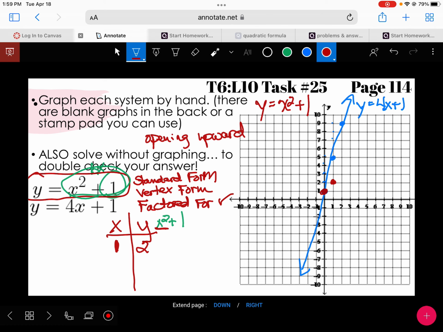So if you get stuck, just do some values from a table, okay? All right. What else would be a good x value to do? 2. 2 squared is 4. 4 plus 1 is 5. So 2, 5. Now, we could go and do 3. Usually I kind of like 5 points.